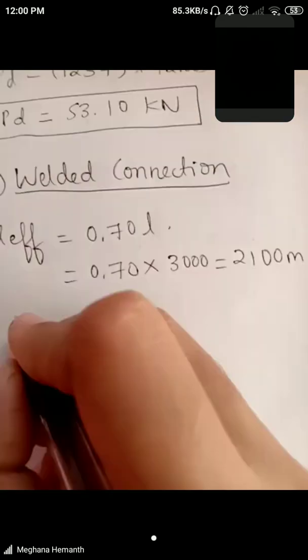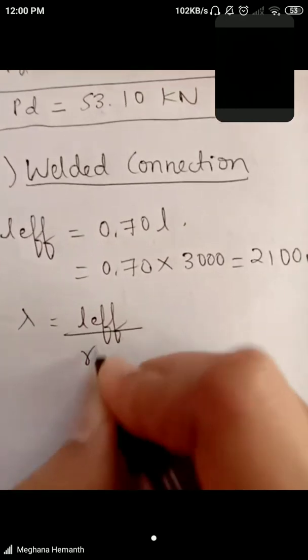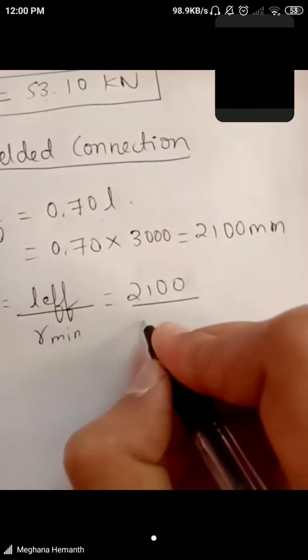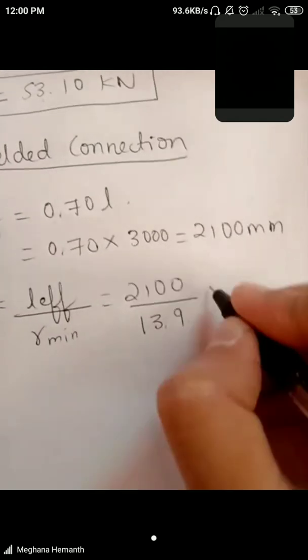Then you have to find out your slenderness ratio. It is effective length divided by gamma minimum. What changes here? Only your effective length. Gamma minimum is same like how we have taken in the previous two cases. 1.07.